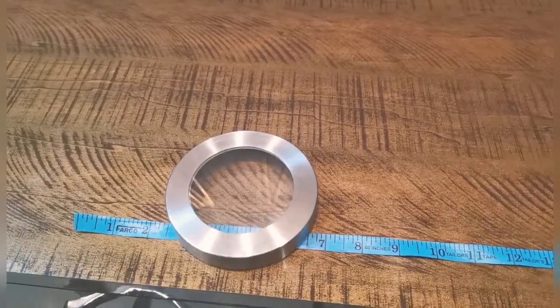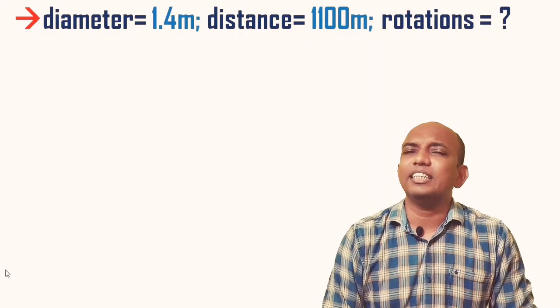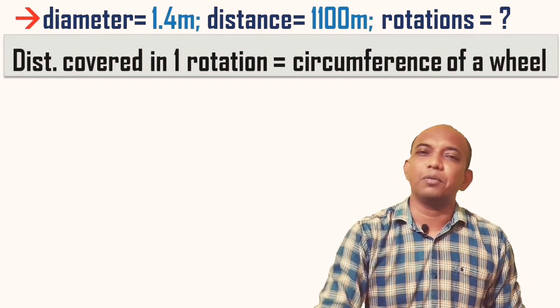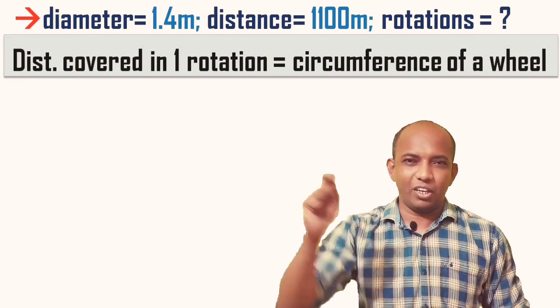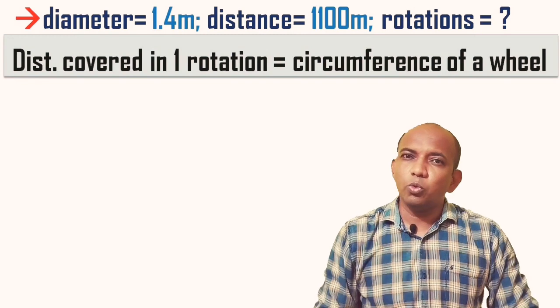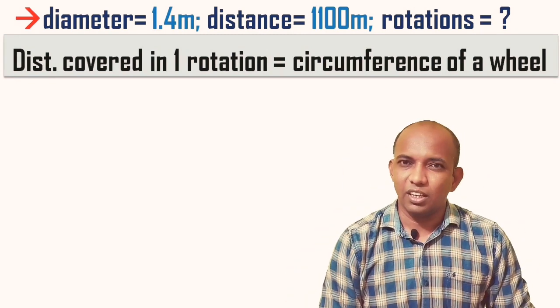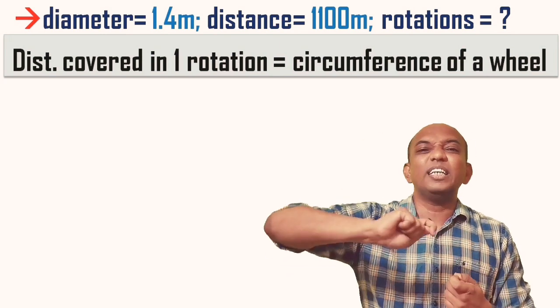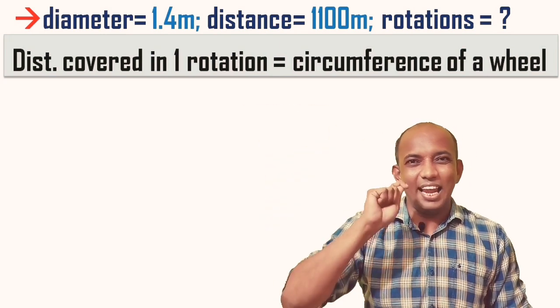Let's move on. Completing that activity, we can clearly say that the distance covered in one round of that wheel is nothing but the circumference of that wheel. So what I'm going to do is find the circumference first, and with the help of that value, I'm going to divide the total distance traveled, that is 1100.